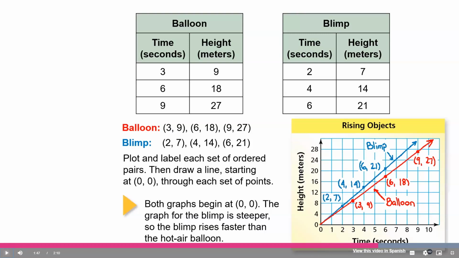Now, how can I tell which one's the answer right away? Is it the balloon or the blimp that rises faster? The red. Why the blue? Why the blimp? Elizabeth? The balloon, because it has the biggest. Wait, blimp or balloon? Balloon. The balloon rises faster?